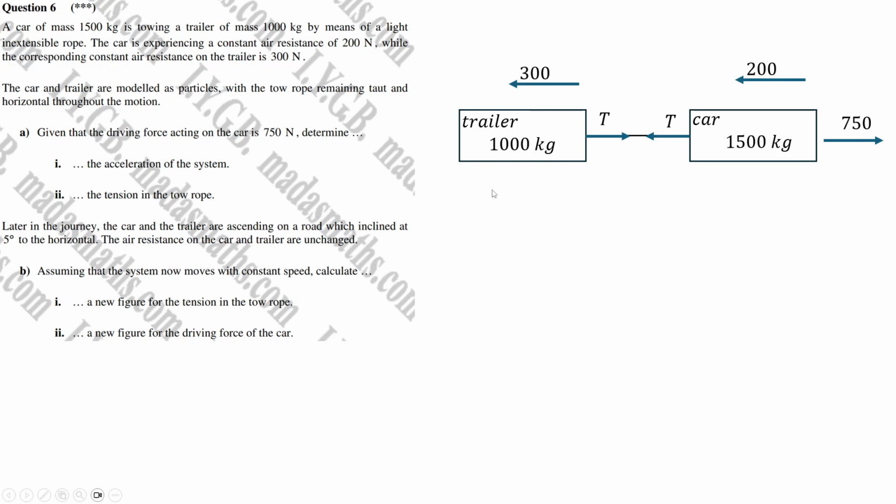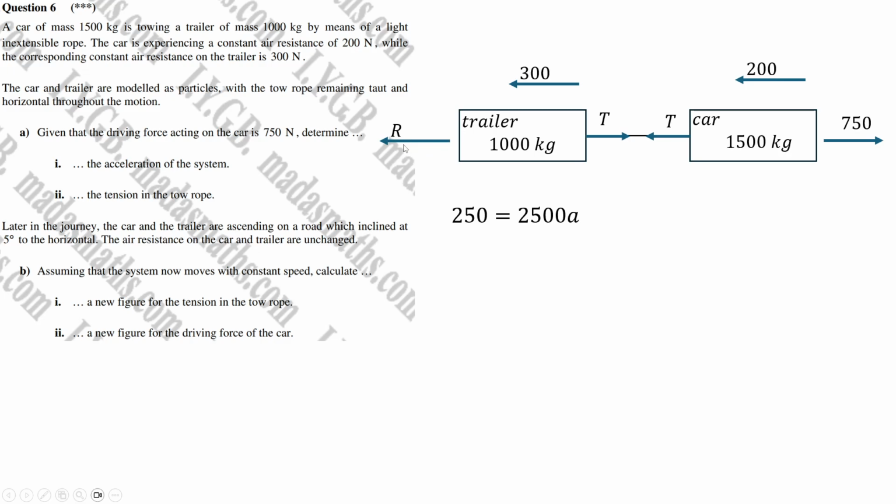So if we just do F equals ma on the full system, we can cancel the tensions. We can do 750 take away 200, take away T, add T, so these two cancel, take away 300, will give you 250 equals the combined mass, which is 2500 A.